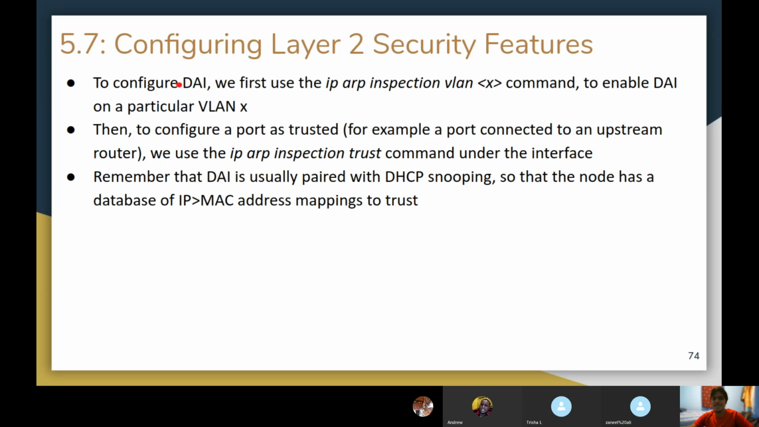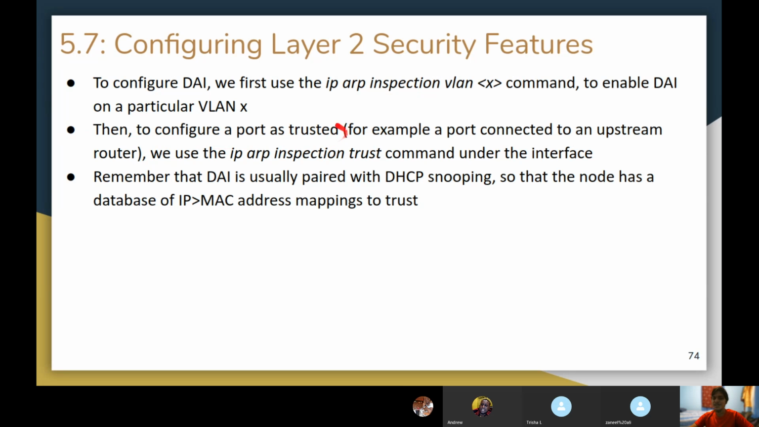So to configure DAI, we first use the command ip arp inspection vlan X. We use that command to enable DAI on a particular VLAN X. So you can do VLAN 1, 2, 3, 4, 5, 4000, whatever it is.